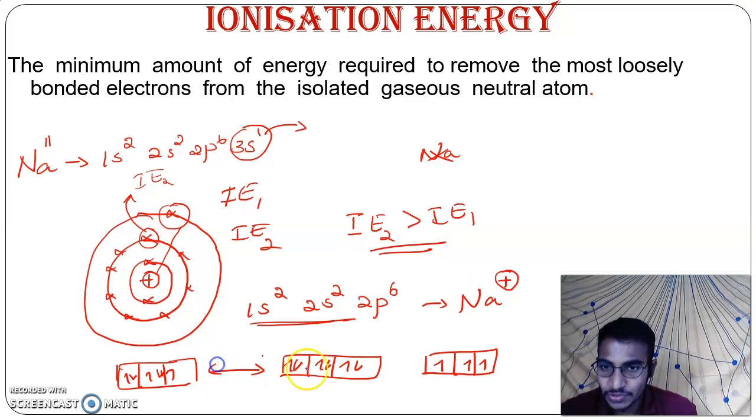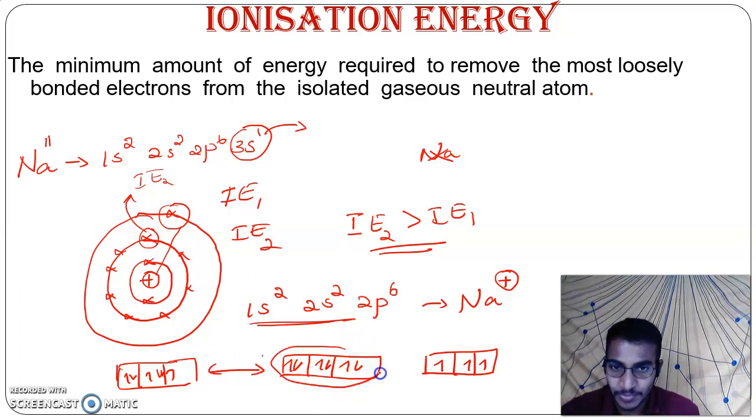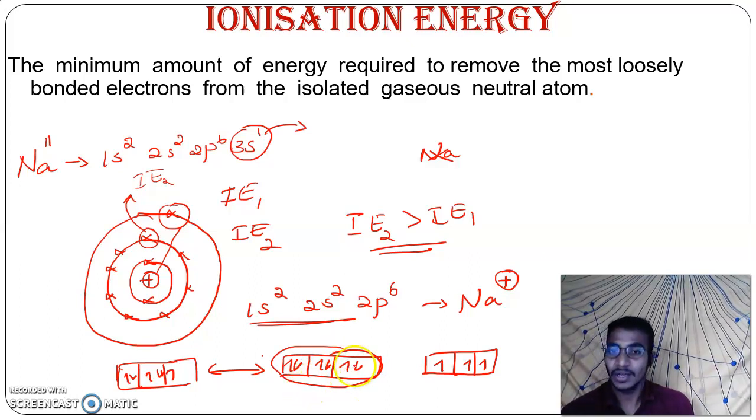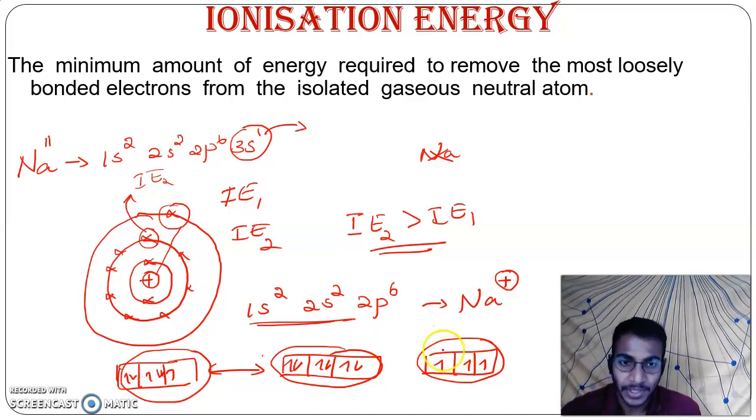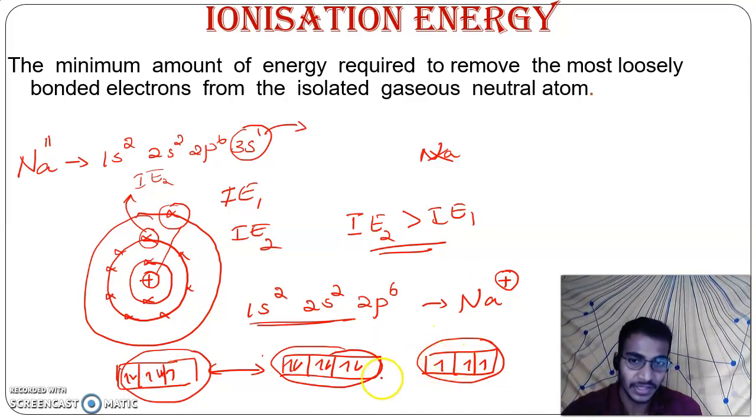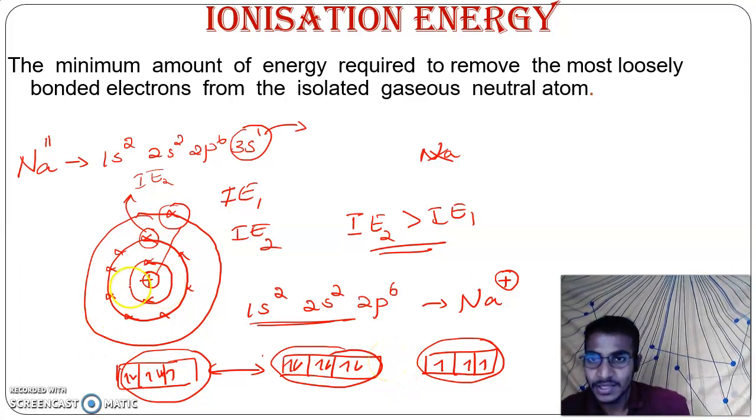When you compare these two, you require more ionization energy to remove an electron from here, because it is exceptionally stable. Half filled and completely filled are exceptionally stable. And if you want to remove an electron from here, you require more energy than from here. So even though it has 5 electrons, that doesn't matter when you have half filled and completely filled. So you should remember half filled and completely filled are more stable. As I said, we require more ionization energy.